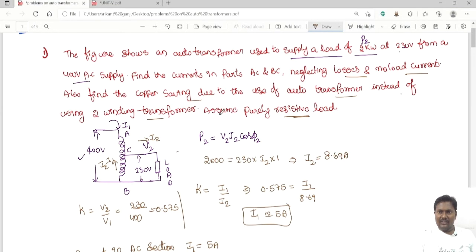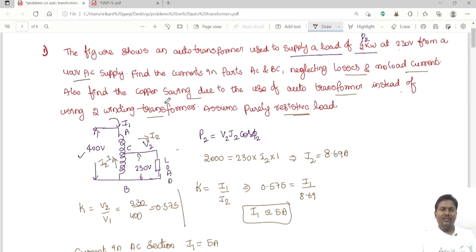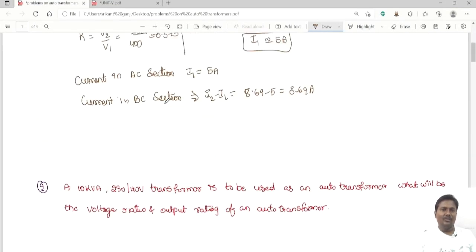After that he is asking to find the copper saving. So how is the copper saved? The saving of copper is equal to K into the weight of the 2 winding transformer. The K I got is 0.575, so that is 0.575 into the weight of the 2 winding transformer, which is equal to 57.5% of the weight of the 2 winding transformer.